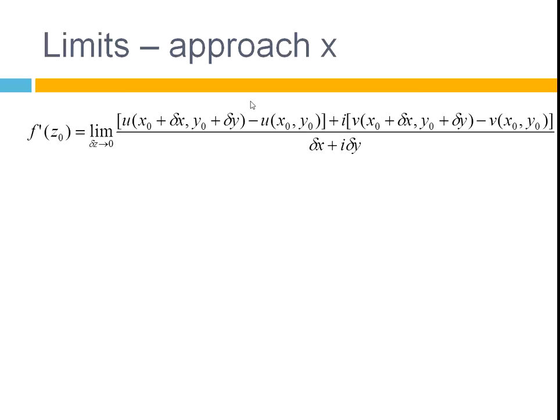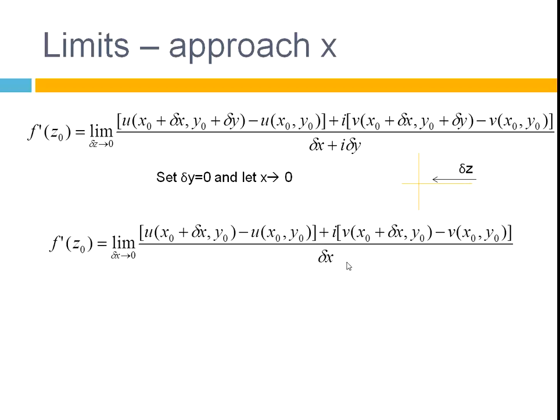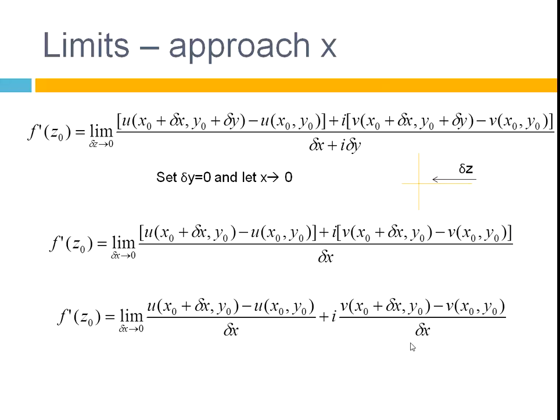So we're going to take the limits approaching from the x direction. This is the expression we've got in the last slide. And we're going to set y equals 0, delta y equals 0, and let delta x tend towards 0. So that's the way we're approaching it, along like that, which gives you this expression here. See, the delta y's become 0. I've got the limit as delta x goes to 0. And we can split this up across this plus sign, like so. And this will give you this expression here.